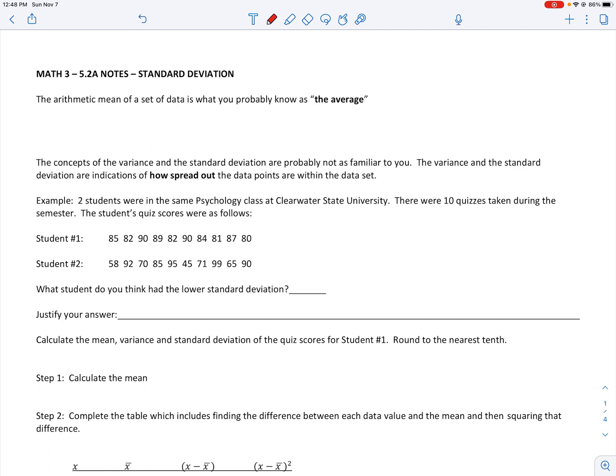So now that we've collected the data in 5.1, right, with our different sampling and studies, now we're going to start to analyze the data. One of the ways that we do that is with what we call the arithmetic mean. Most of us know that as the average. So to find the average, you're going to take the sum of all the data and divide it by the number of pieces of data.